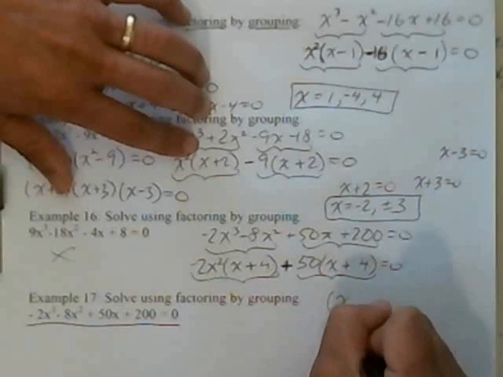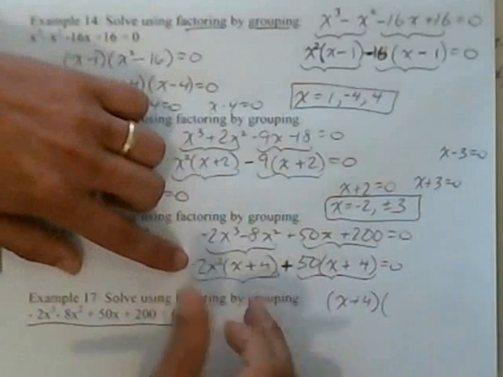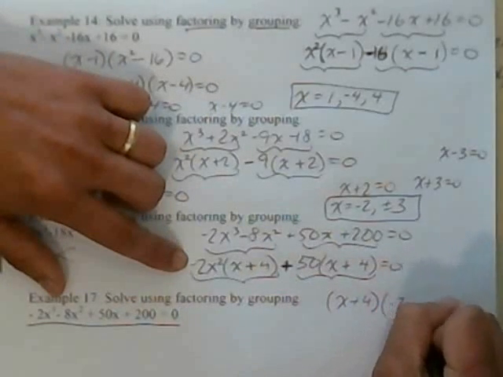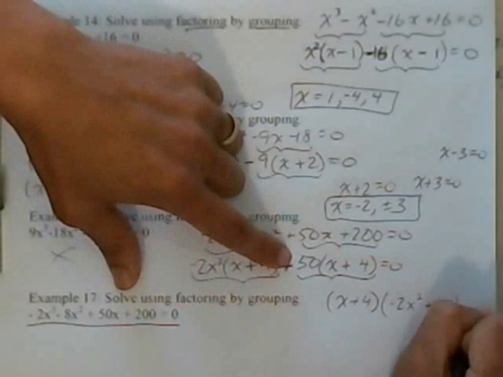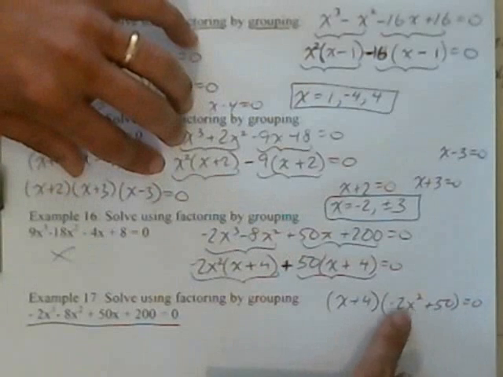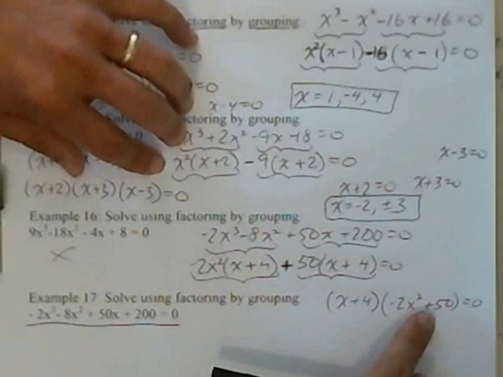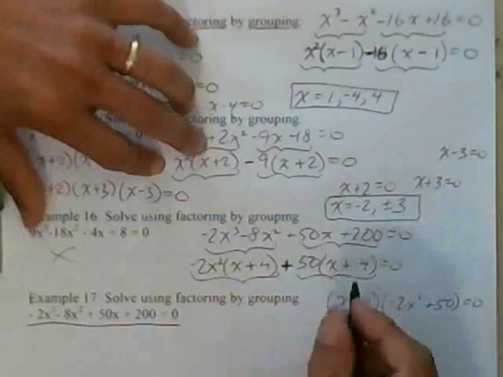We're going to factor out x plus 4 to the first term. You end up with negative 2x squared, and then plus 50 equals 0. At this stage right here, you can also factor out something else too, because there's a common factor of 2 and 2 here.